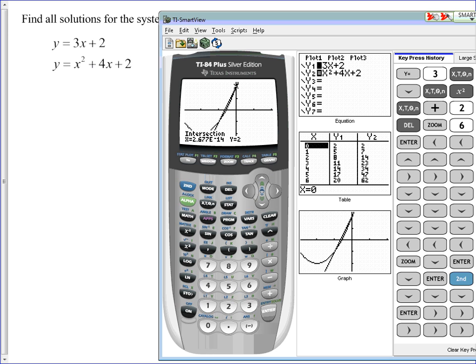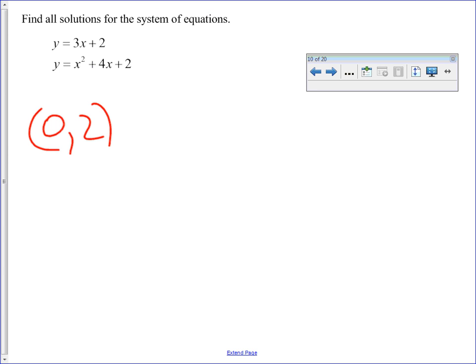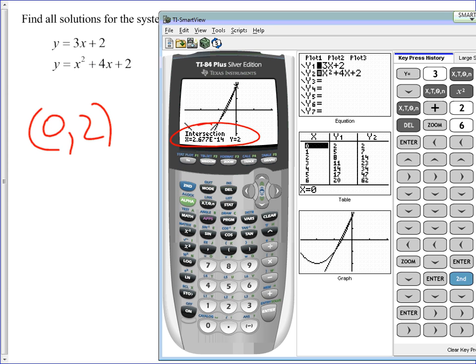Now, here's where we have to be careful. What number is that? That's really 0, 2. The reason that we know that that's 0, 2 is because the x value is in scientific notation. That's really, and I'll write it over here, 0.01. It's that number. So that's really 0. So be careful with that.